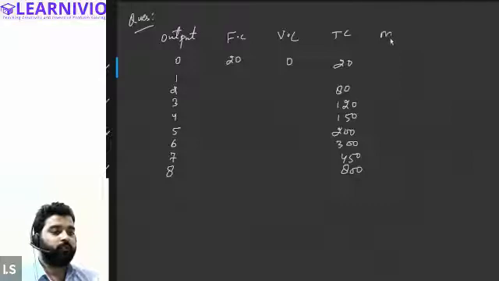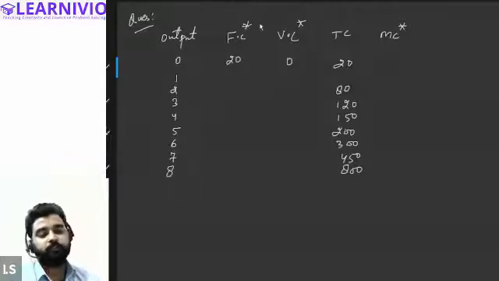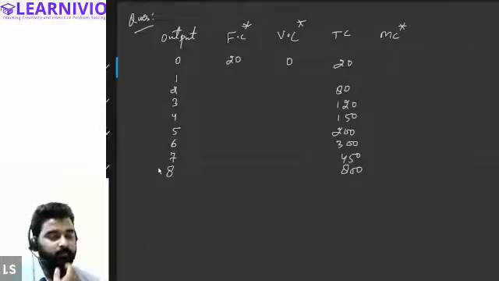We need to find out the value of the marginal cost. We need to find out the value of the variable cost and the remaining value for the fixed cost. Come on, everyone, just try this. Calculate the value of the marginal, variable, and the fixed cost. Then we will proceed further with the next topic.